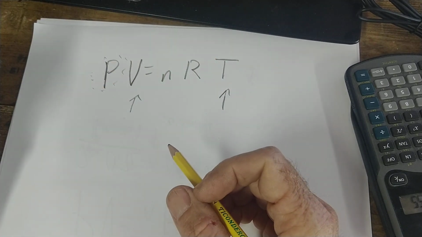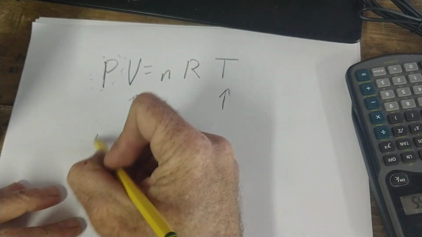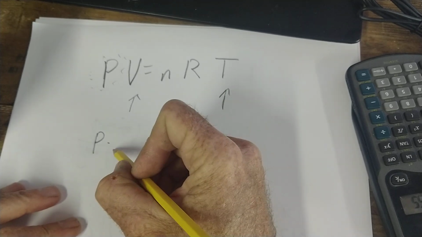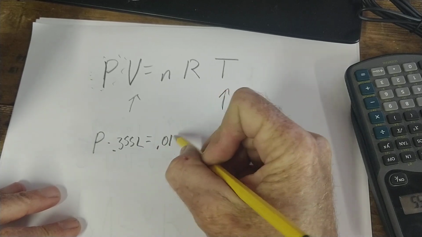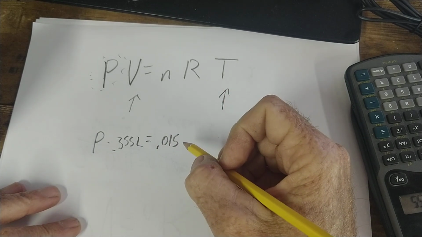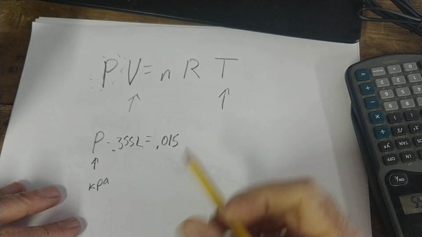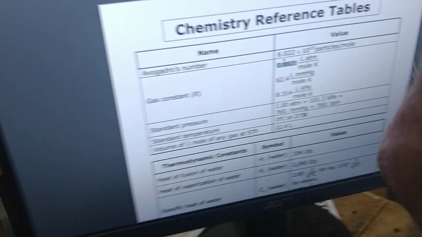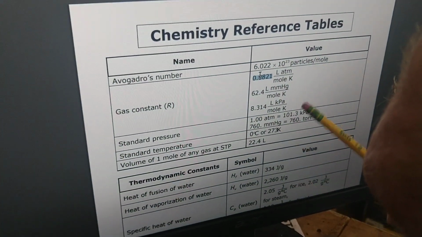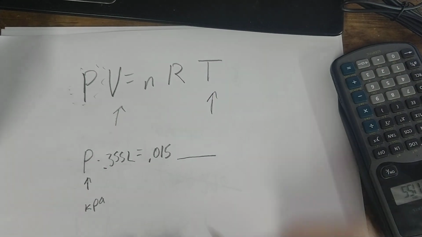So let's work this problem. I set this in front of the heater. What is the new pressure? If the can is 0.355 liters, I have 0.015 moles of gas in there. And let's solve for the pressure in kilopascals. For kilopascals, we're going to have to look up the number R. The number for R for kilopascals is 8.314. That's what my R is, 8.314.